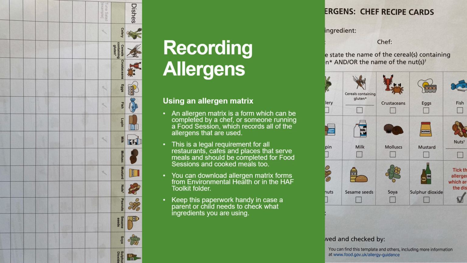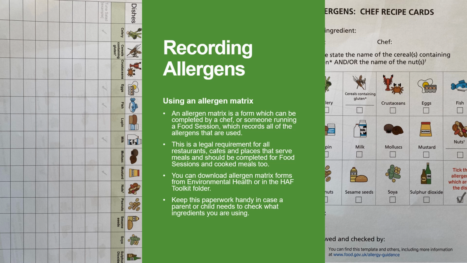It's a legal requirement to record all of the allergens present in food that you're serving if you are a restaurant or a cafe. So therefore, it is also a requirement if you're cooking food for children or with children. These are called allergen matrices and they are available from the Environmental Health website or in your toolkit pack. They're easy to complete, they take just a few minutes, and they can be the difference between making a mistake that could be life-threatening to a child.